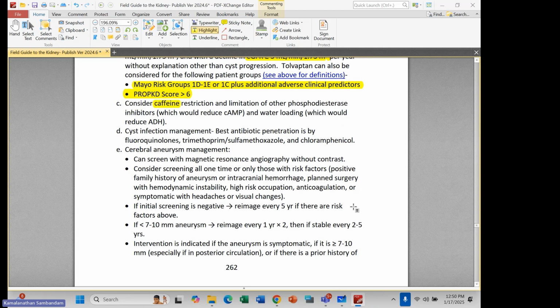You consider caffeine restriction and the limitation of other phosphodiesterase inhibitors. We don't use, blanking on the COPD, theophylline, right, in COPD anymore, but pentoxifylline theoretically would be a phosphodiesterase inhibitor as well that you might consider limiting, and caffeine restriction may also be a reasonable consideration. However, I don't get dogmatic about this. There is no good data that shows that caffeine restriction is a worthwhile intervention. If somebody has to have their coffee to function, I say, okay, fine.